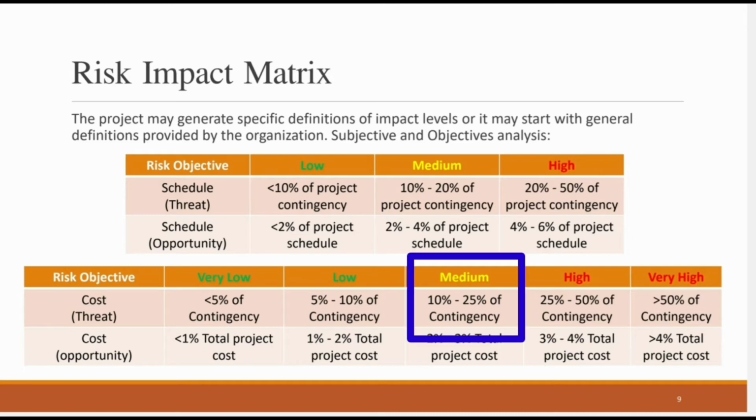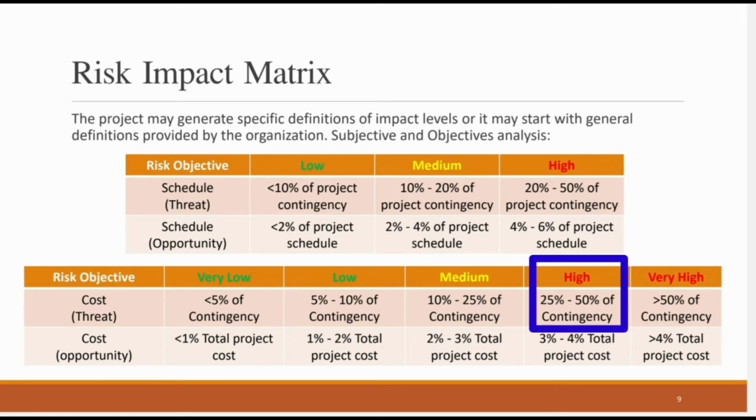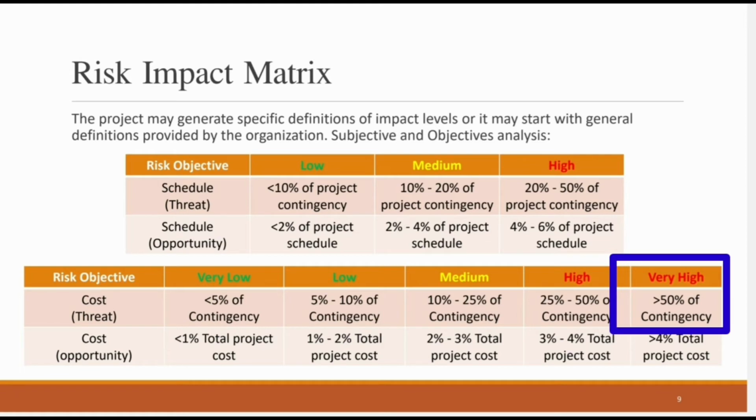If it's going to be between 10 to 25%, that's going to be a medium risk. Again, it's only 10 to 25% of my contingency. If it's between 25 to 50%, that's going to be high. If it's more than 50% of my contingency, I'll consider it to be very high. Now, again, once you do the threats, you have to do the opportunities as well. If you do the threats, you just copy paste it to the opportunities, and it will be okay.